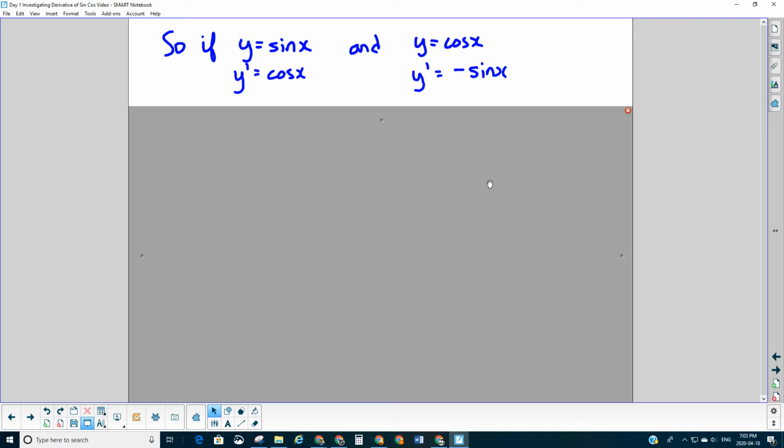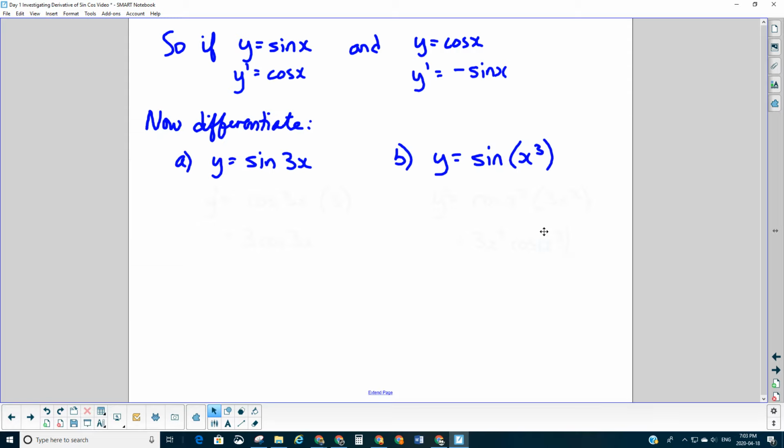In this video, we're just going to be investigating the derivatives of cos and sine, and then we'll look at the derivative of other functions on our next day. So here's a couple of examples. Of course, we're now going to differentiate stuff a little bit more interesting than just sine x. So we're going to differentiate y equals sine 3x.